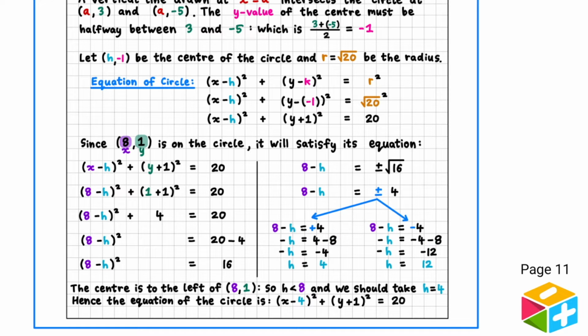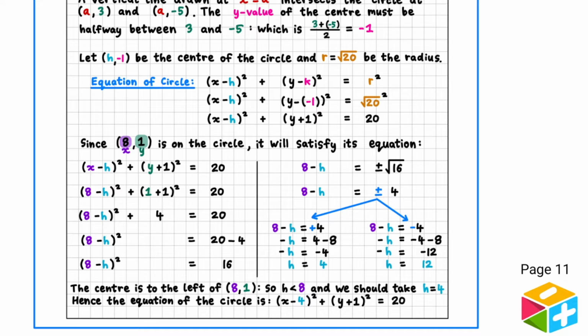We've gotten two solutions for h, but only one of them makes sense in the context of the question. If you look back at the diagram, you'll notice that the centre of the circle must be to the left of the point 8, 1. This means that h, the x-coordinate of the centre, must be less than 8. This rules out the h equal to 12, so we conclude that we must have h equal to 4.